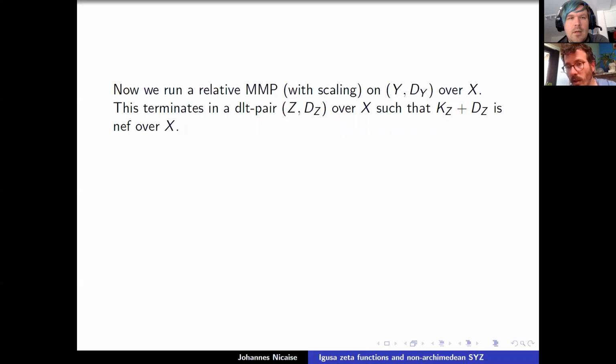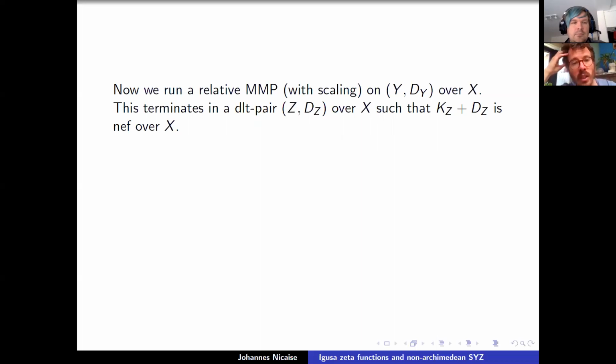Is that okay? Yeah, okay. I'm not trying to force you to explain the MMP in five minutes, but maybe you could say what in concrete terms this produces, that we start with a pair, and what we get is a sequence of birational transformations of Y. I will tell you in a bit the precise steps of the MMP, because that will be important in the proof.